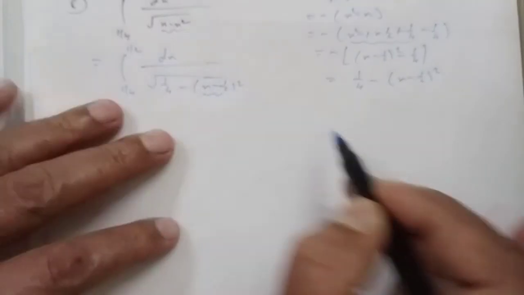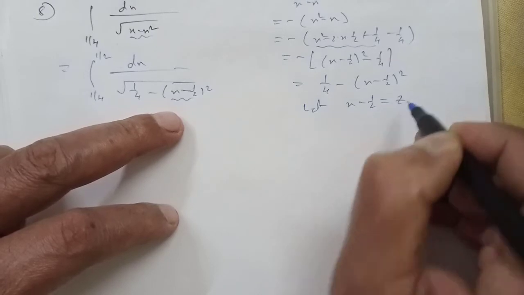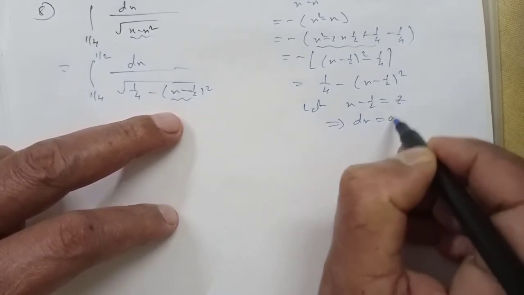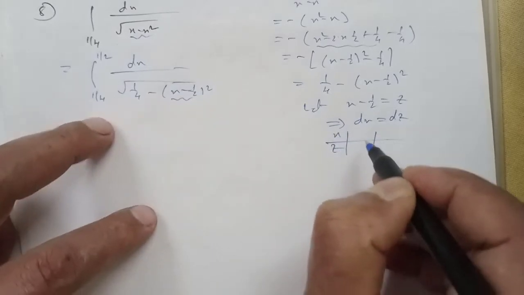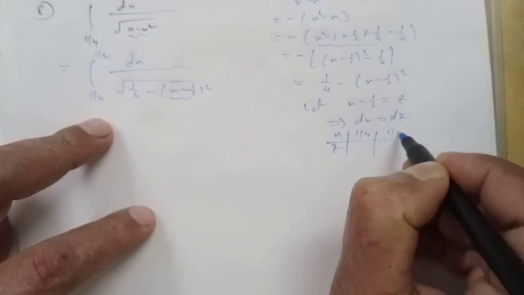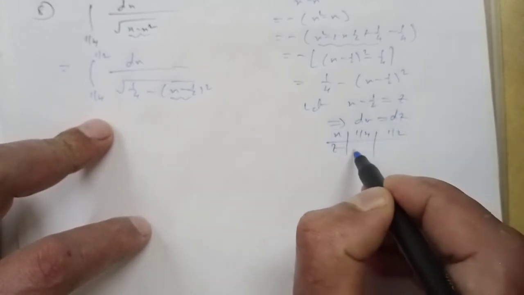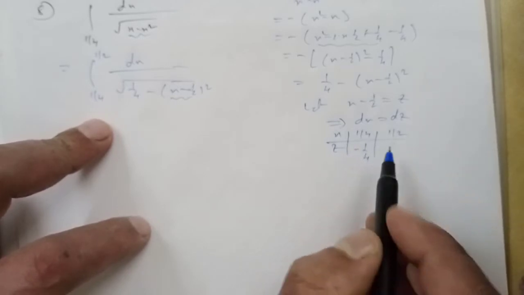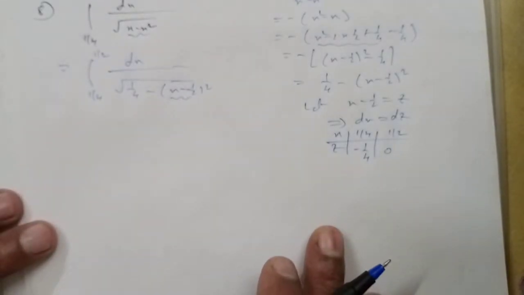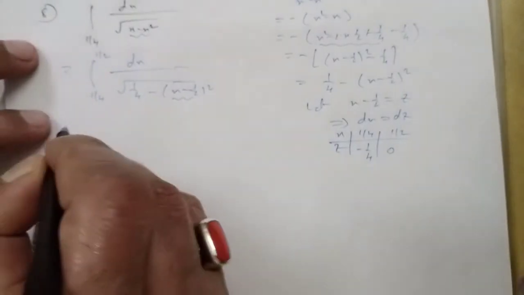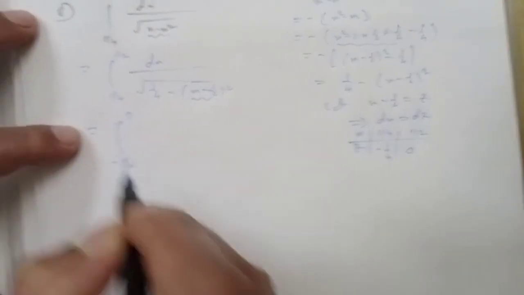Now you have to substitute this as z. So let x minus half equals to z. This gives dx equals to dz. Now you have to change the limit. The values of x are 1 by 4 and half. So when x equals to 1 by 4, 1 by 4 minus half is minus 1 by 4. And then half minus half is 0. So your changed limits are minus 1 by 4 to 0.